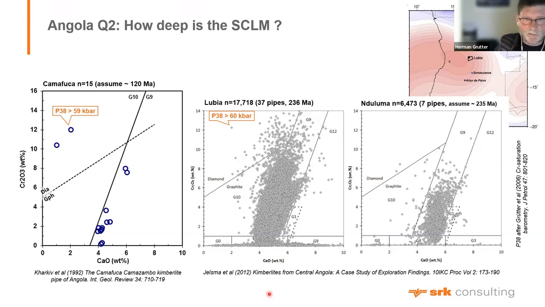And the people who reconfirmed them with De Beers in 2012, they published a very good paper about their exploration findings in central Angola in the B province. And they had two kimberlite clusters there on the Lubia property. The Lubia cluster, it's in the northwest of that property. It's in this part of Angola over here. Very big data set, 17,000 data points on this one graph. There's a 60 kilobar grain.